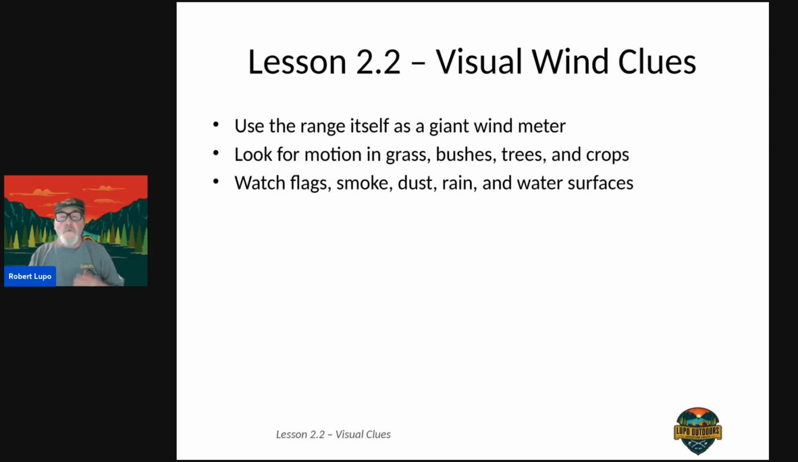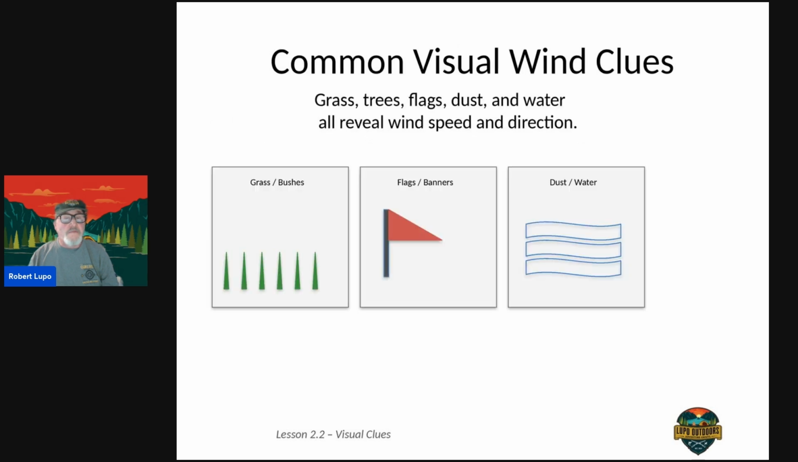Now, we'll turn the range into a giant wind meter. We'll look at how grass, bushes, trees, crops, flags, smoke, dust, and rain and water can tell you what the wind is doing in each zone. This is how you move from guessing to actually reading the environment.